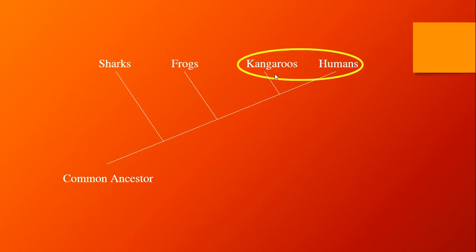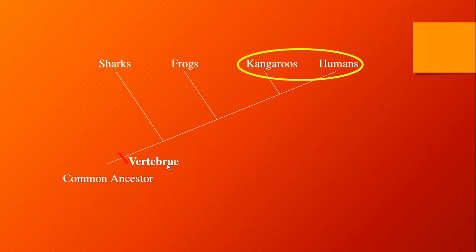These 2, kangaroos and humans, we know they're both mammals. And we see that these 2 are the most closely related. They branched off most closely to each other. Here we can put traits on the cladogram, and they show that these traits have been passed down to everything above that point.